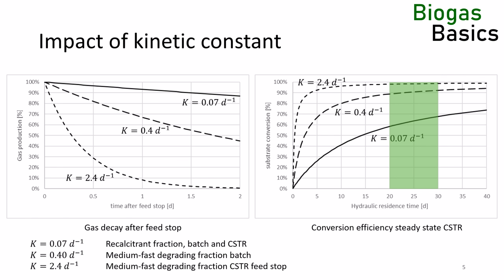So which constant should be used for the reactor dimensioning? It is the larger one, measured in the CSTR with the feed stop method. But the difference for the reactor design is marginal.